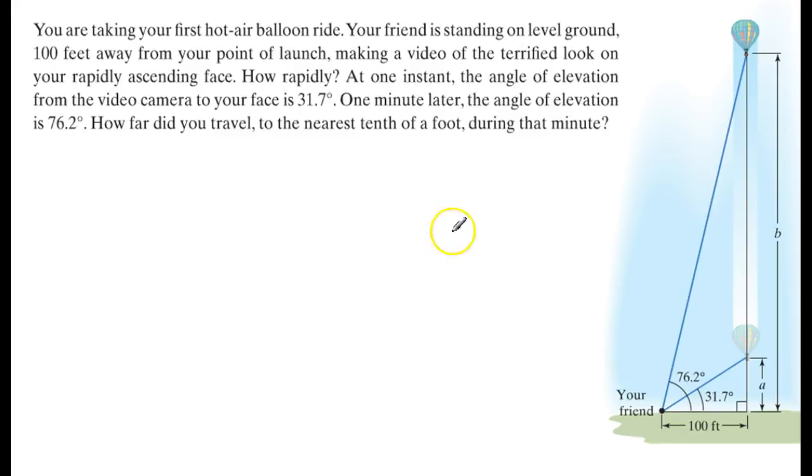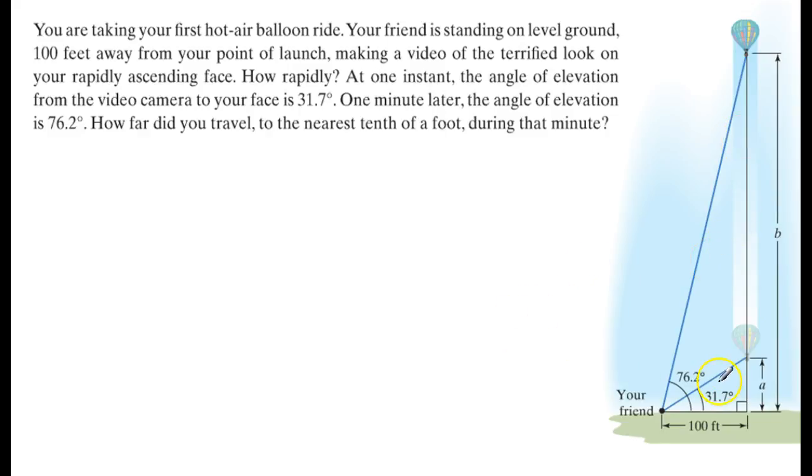Alright, for this one, we're in this hot air balloon. This is where we are initially, and our friend is recording us. So a minute goes by, and we go up this amount while he's recording us. We started out at 31.7 degrees, and then we ended up at 76.2 degrees, and we want to know what was this value right here. What was this height? How much height did we go up in that minute that he was recording us?